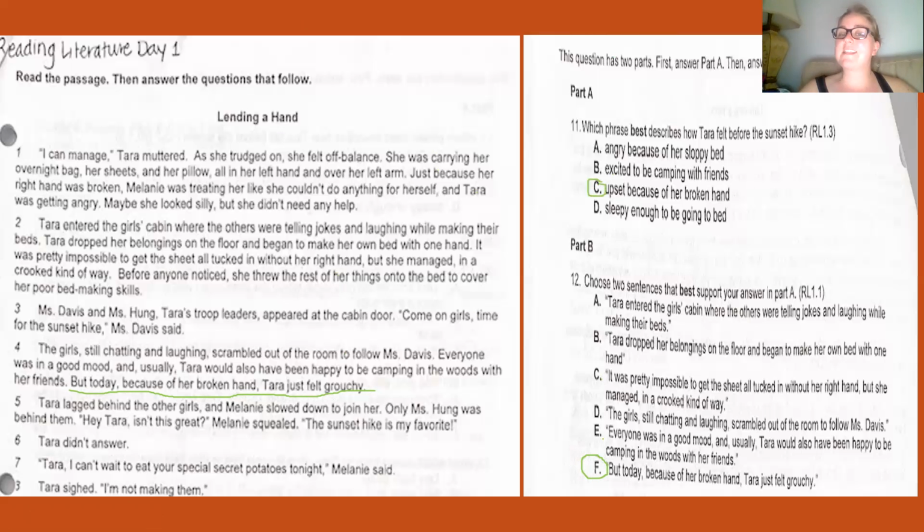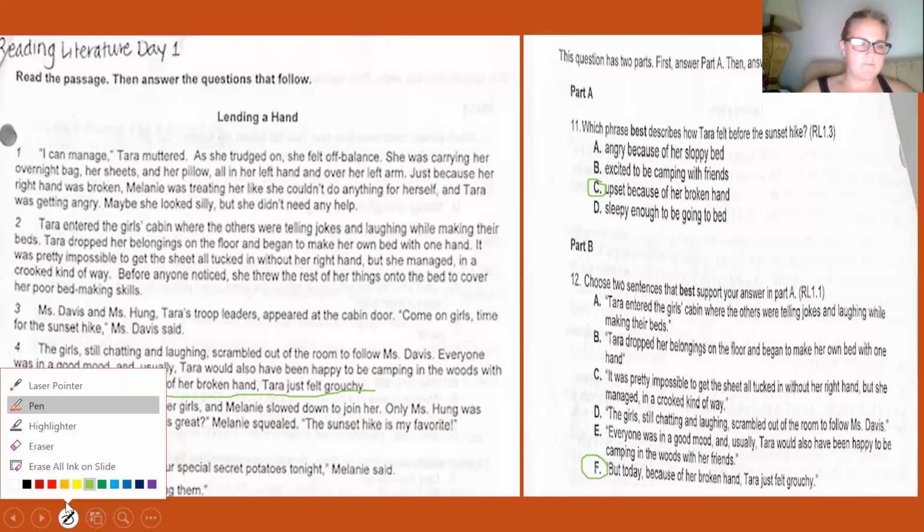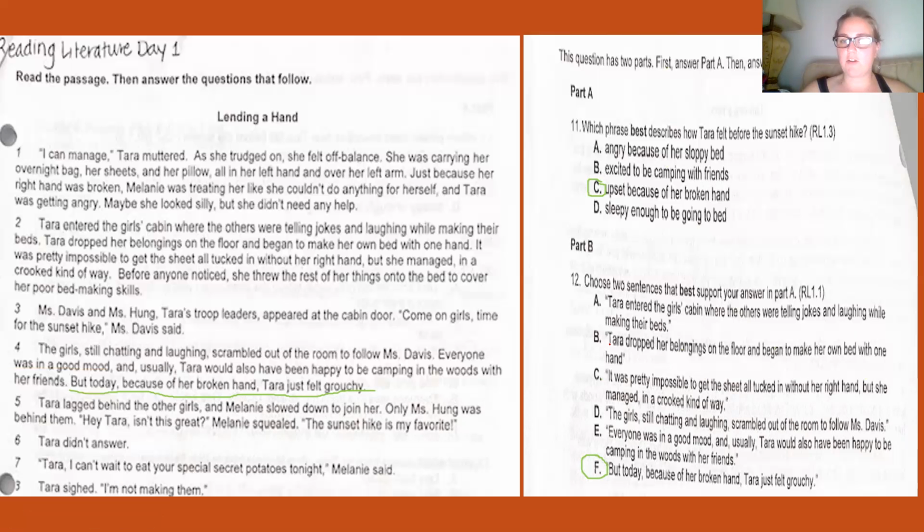Okay, so I'm going to find the second sentence that supports that she was upset because of her broken hand. So A, Tara entered the girls' cabin where the others were telling jokes and laughing while making their beds. Hold on, I have to change the color of this because I can't see it. Here, we'll use this color. That's so much better. Okay, so they're laughing and making their beds. That has nothing to do with her being angry because of her broken hand. So we're going to put an X next to that and eliminate that answer choice.